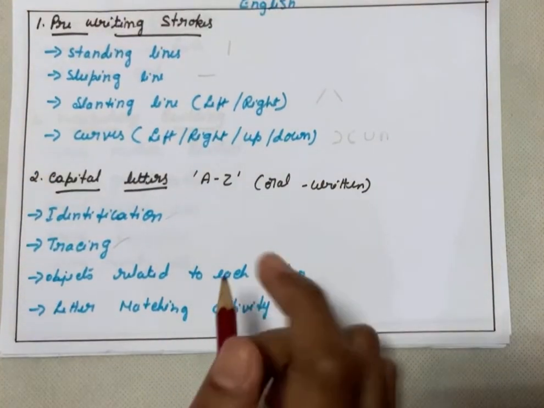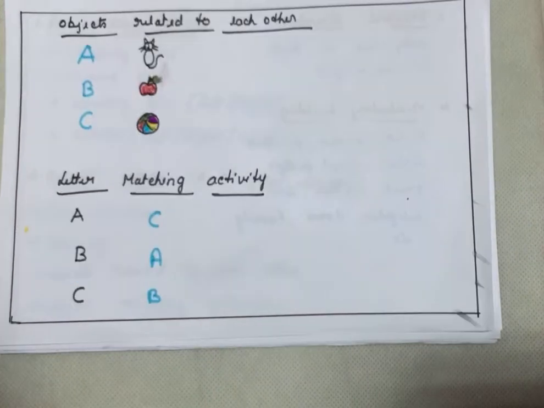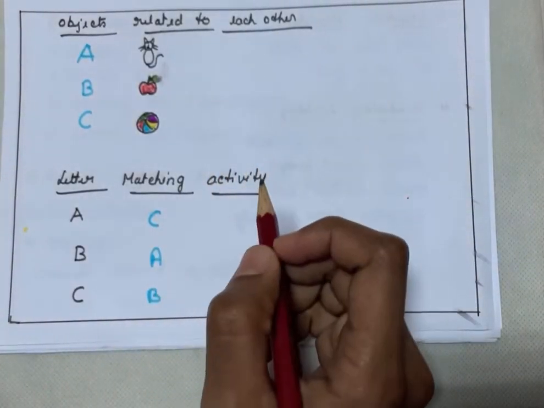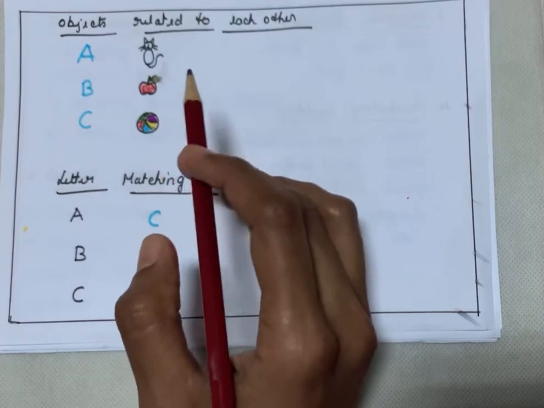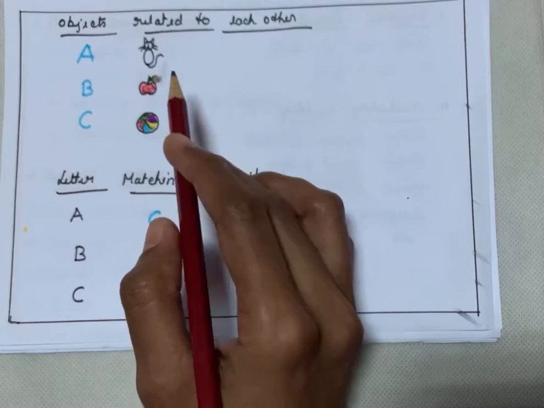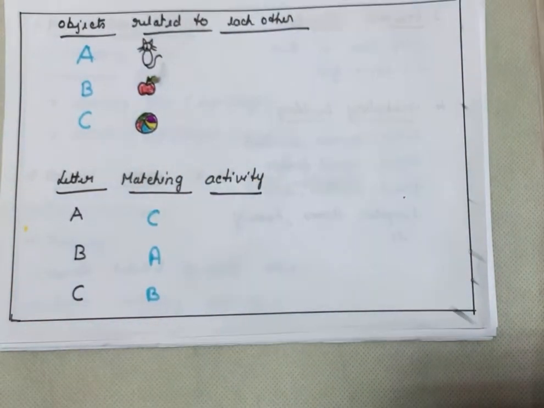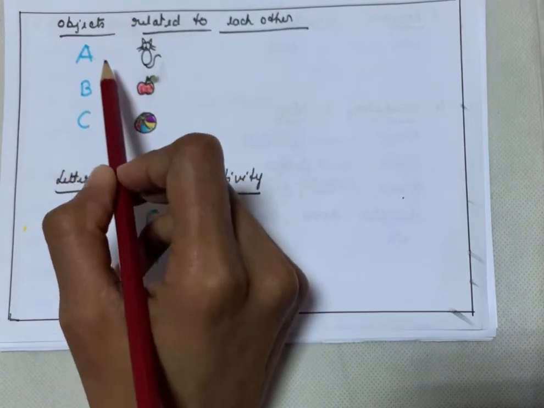In the nursery syllabus, next comes the objects related to each other. To teach your kids objects related to each other, you can prepare these types of worksheets. You can draw pictures or else you can use stickers, which are easily available in the market. Give them these types of worksheets and ask them to match them.